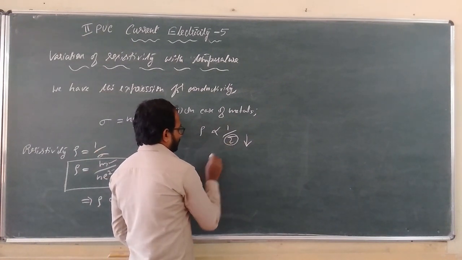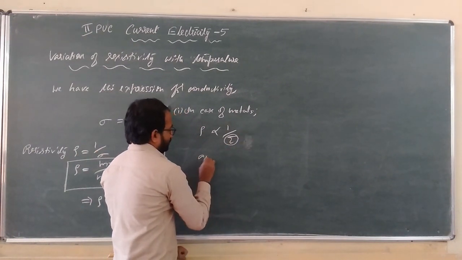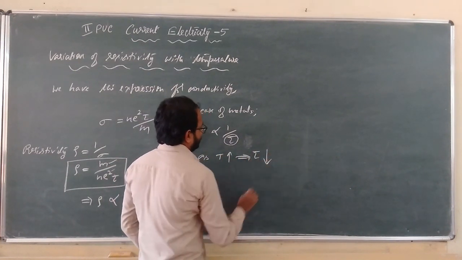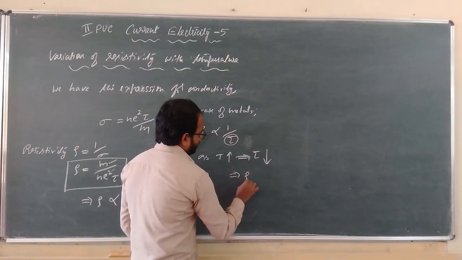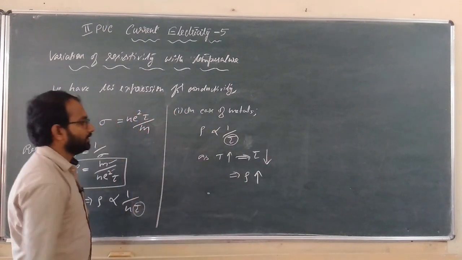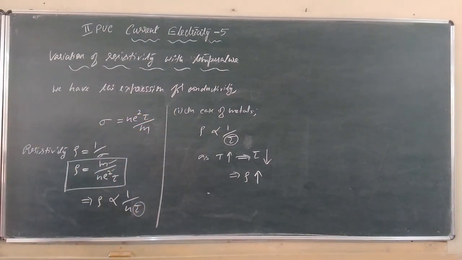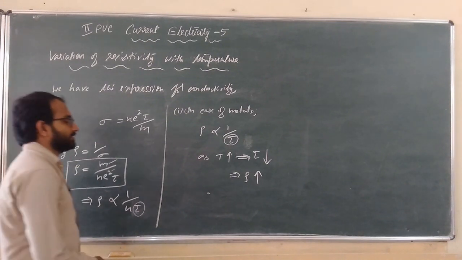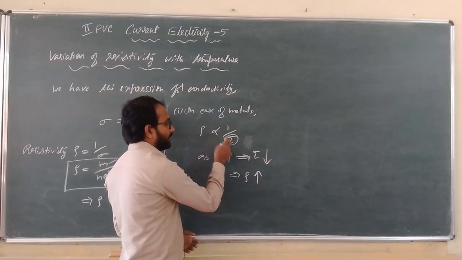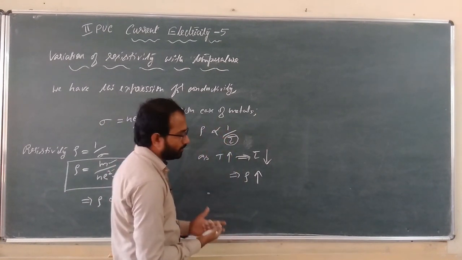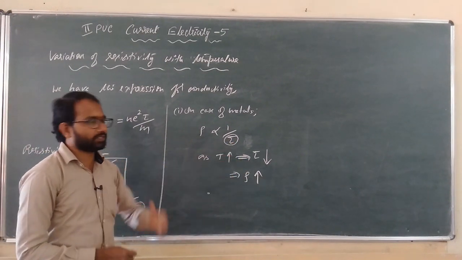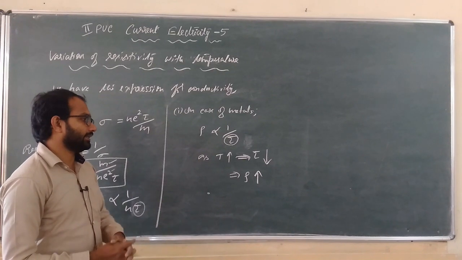Due to which resistivity increases. So this is in case of metals or metallic conductors. As the temperature is increased, relaxation time decreases, and since resistivity is inversely related to relaxation time, the resistivity of the material of the conductor increases.